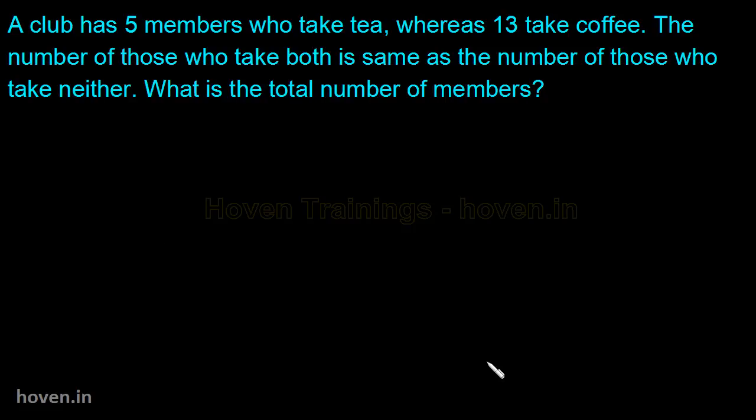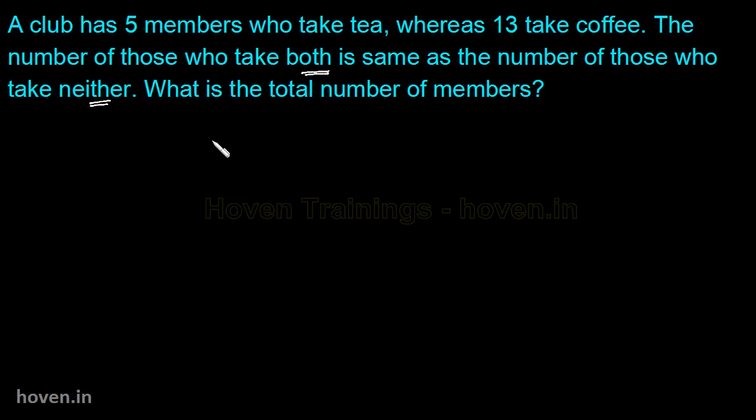Okay. Here he says a club has 5 members who take tea, whereas 13 take coffee. The number of those who take both is same as the number of those who take neither. So what is the total number of members?